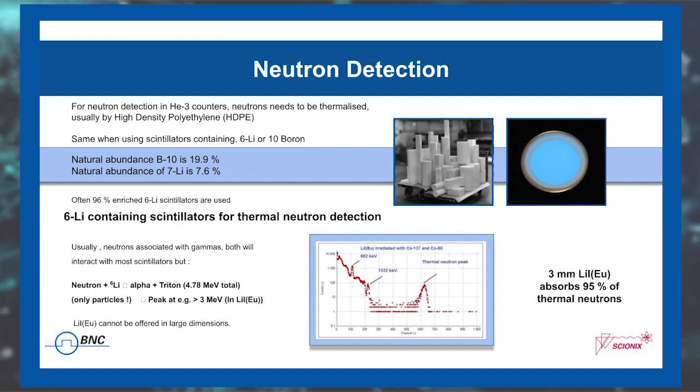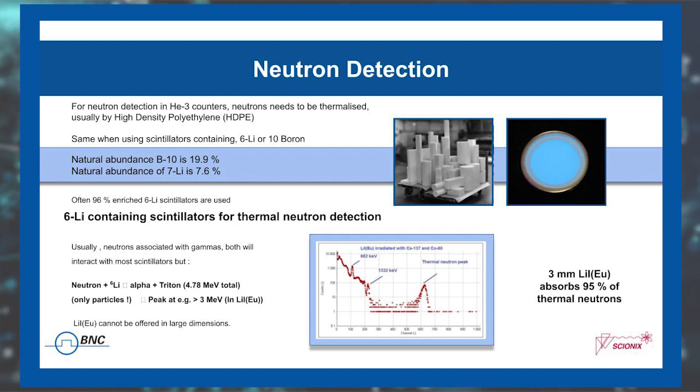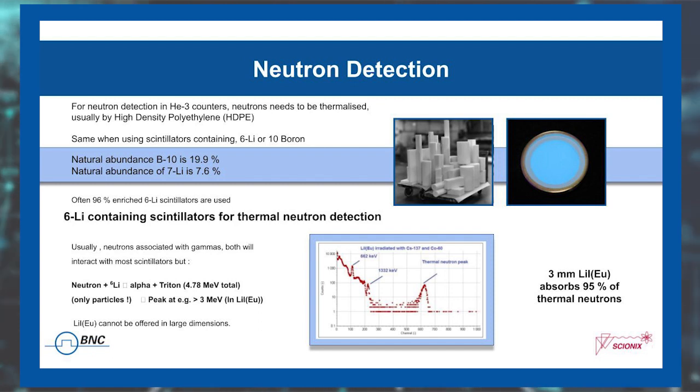For neutron detection in helium-3 counters, we need to thermalize the neutrons, of course. Otherwise, they can't undergo the nuclear reaction. You moderate neutrons by absorbing them in high-density polythene, so they can be moderated and then detected in your slow neutron detector. You should realize that the natural abundance of boron-10 is 20%, and that's the material you have the nuclear reaction on, and the abundance of lithium-6 is a typo there. It's 7.6%. 7.6% of natural lithium is lithium-6.